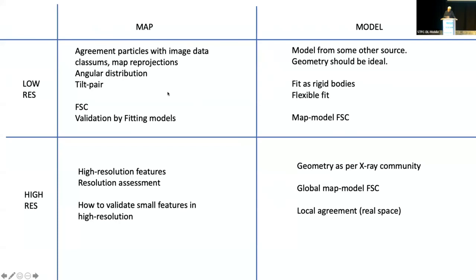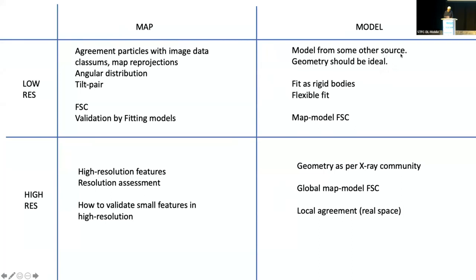When it's a low resolution map, since it's still blobby, you might want to prove that you have the right angular distribution, as you would for a high resolution map. There is a method called tilt pairs, which might be important in validating a structure at that resolution. And of course, the Fourier-Shell correlation is usually reported. And at that resolution, maps can be validated by fitting models. And there's always the interchange between the two.